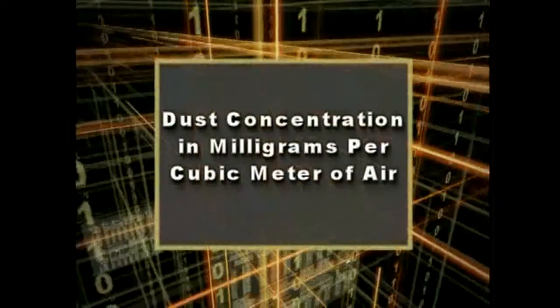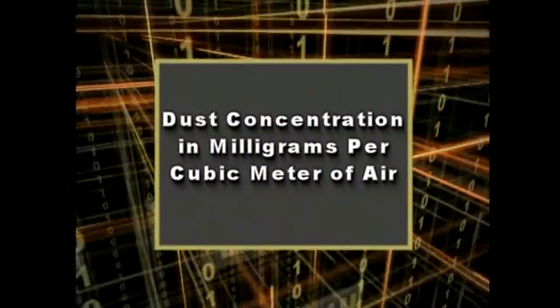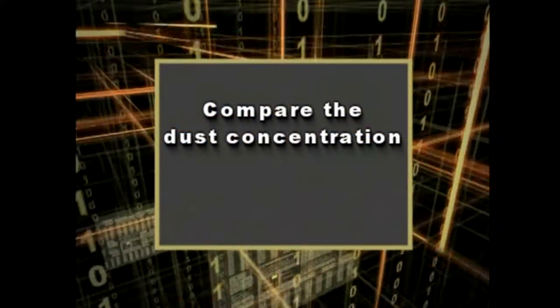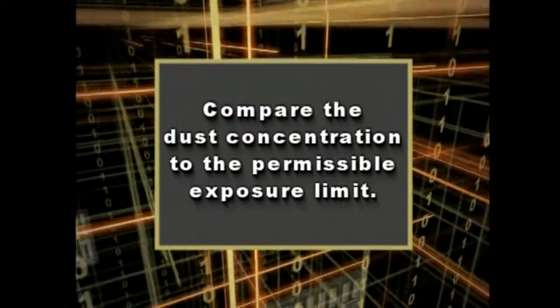Two pieces of information are required from the laboratory for each sample: dust concentration in milligrams per cubic meter of air and percent quartz in the sample. If you provide the laboratory with the sample period in minutes, they can provide the two pieces of information. Compare the dust concentration to the permissible exposure limit.